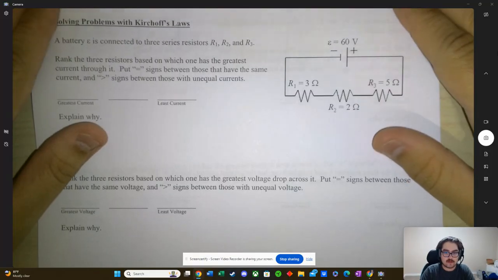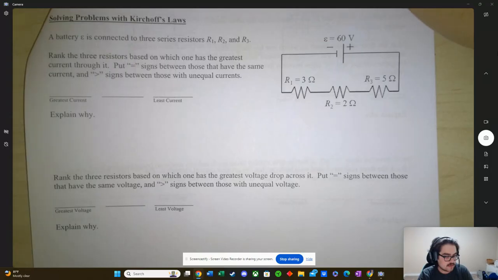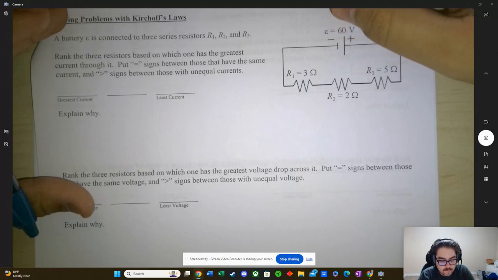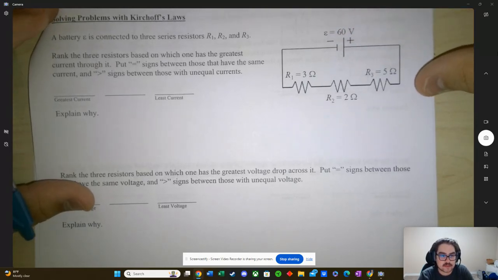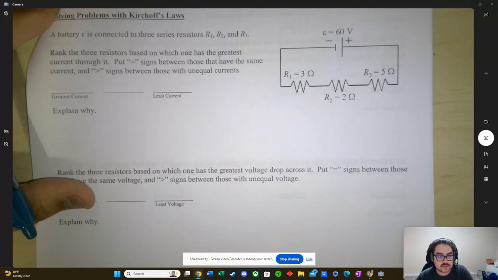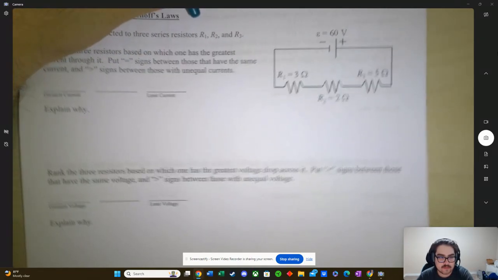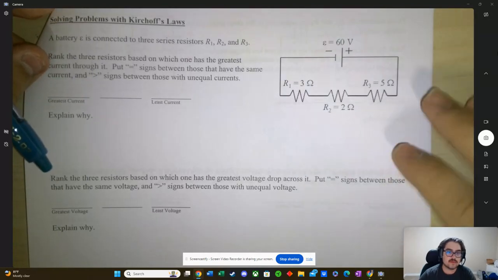Kirchhoff's law, solving problems. I have a much nicer document camera and a much nicer face cam at home than I do at school, so you're going to get some HD stuff here. Okay, we are going to start with this problem right here. Battery epsilon is connected to 3 series resistors R1, R2, and R3. Rank the 3 resistors based on which one has the greatest current through it. Put equal signs between those that have the same current and greater than signs between those with unequal currents.